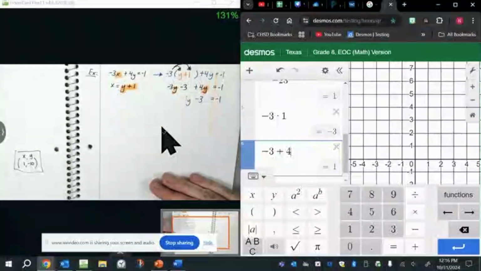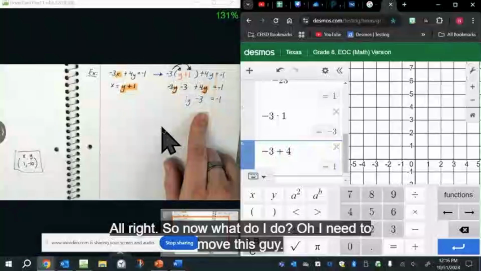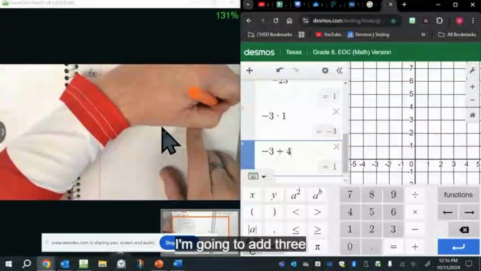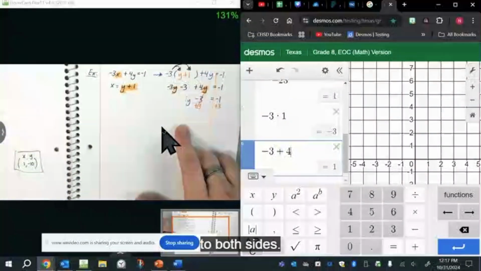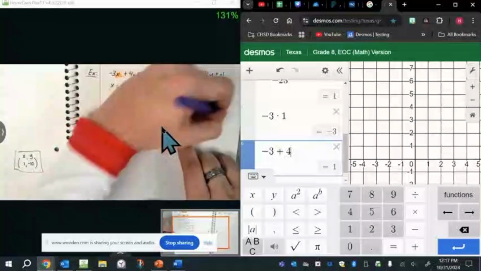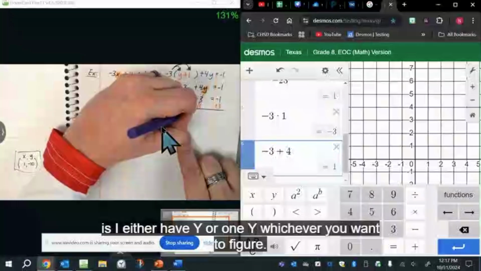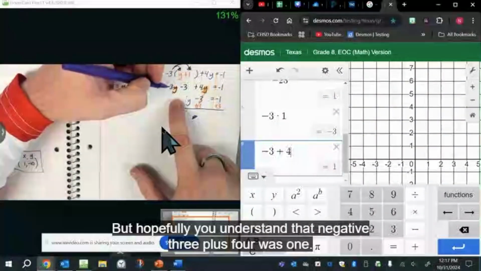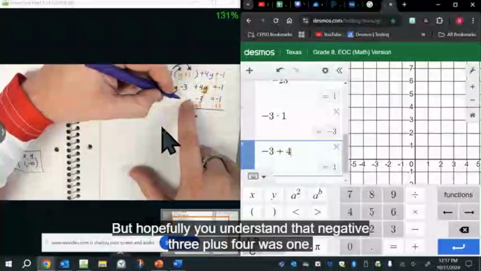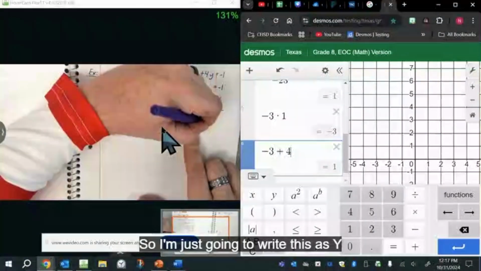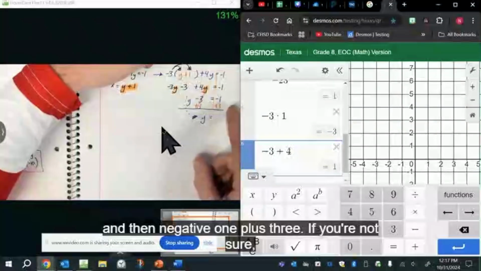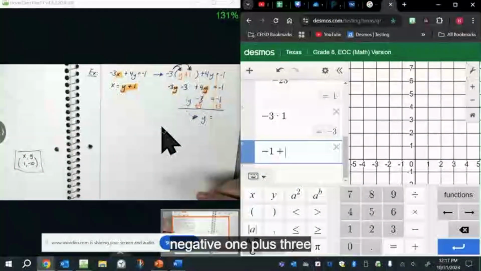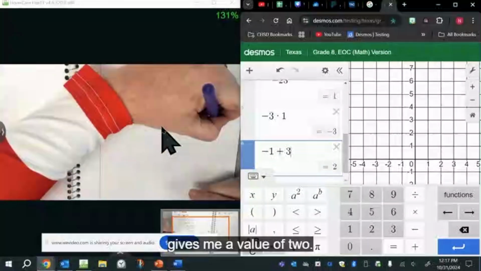All right, so now what do I do? Oh, I need to move this guy. I'm going to add 3 to both sides. So now what I have is either y or 1y, whichever you want to say, but hopefully you understand that negative 3 plus 4 was 1, so I'm just going to write this as y. And then negative 1 plus 3. If you're not sure, negative 1 plus 3 gives me a value of 2.